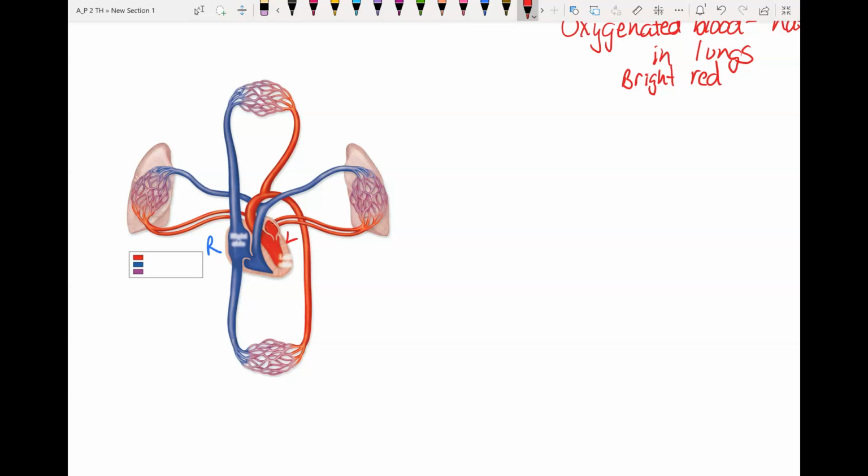Then we have the lungs. So here's a lung and here's a lung. The lungs are where you get oxygen. So the blood is going into the lungs as deoxygenated. Here, notice it's purple. This is your pulmonary capillaries. So it's transitioning from deoxygenated to oxygenated. It's getting oxygen. Then we also have systemic.